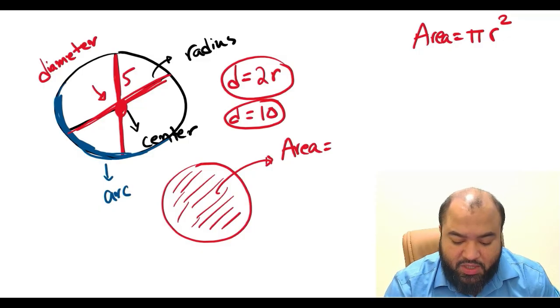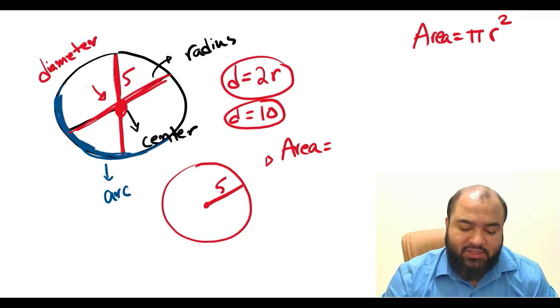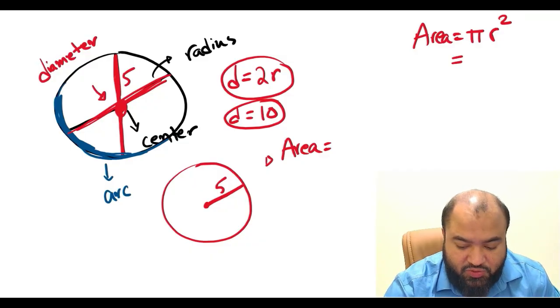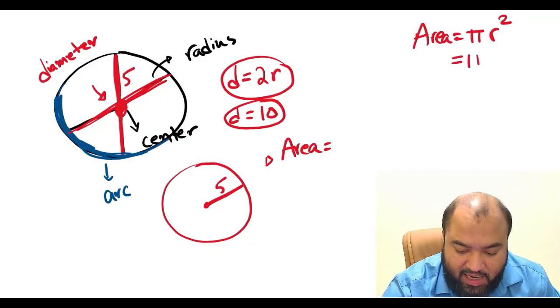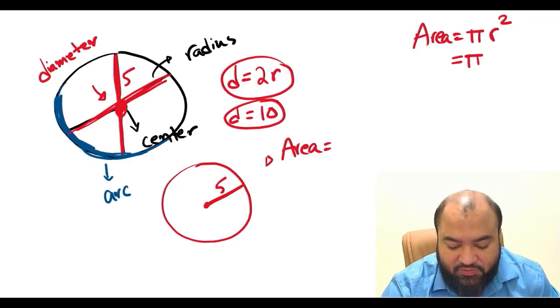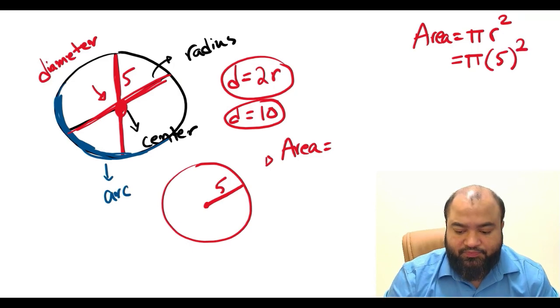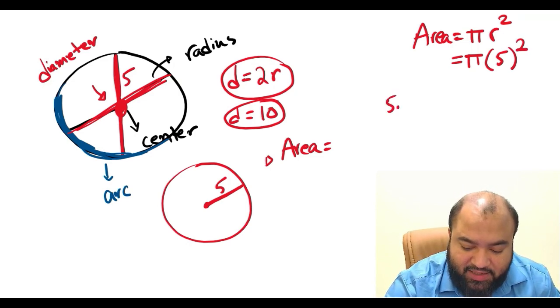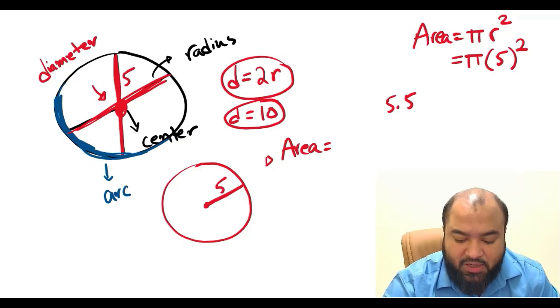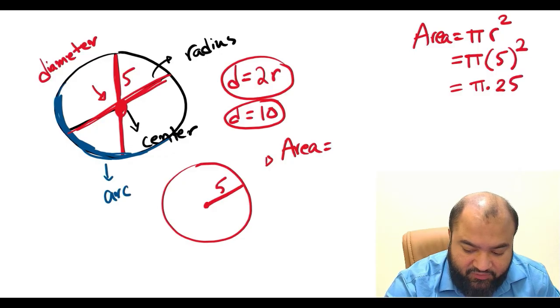For example, if you have a circle with a radius of 5, what would be the area? I'm going to use this formula. I'm going to keep the pi as it is, don't touch the pi. And r stands for radius, which is 5. So you put 5 here, power 2. Power 2 means you multiply the same number twice, 5 times 5, which is 25. So we'll keep the pi and the 25.